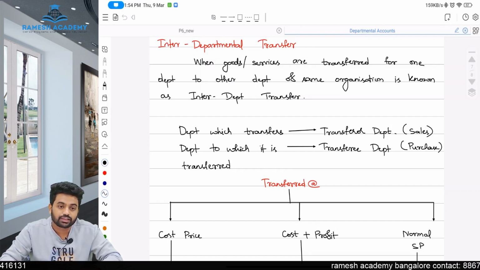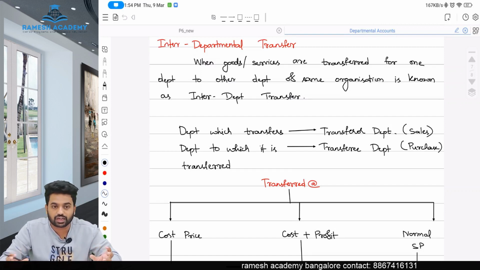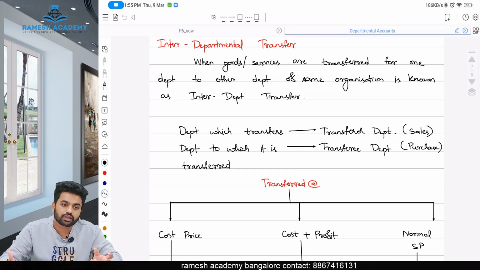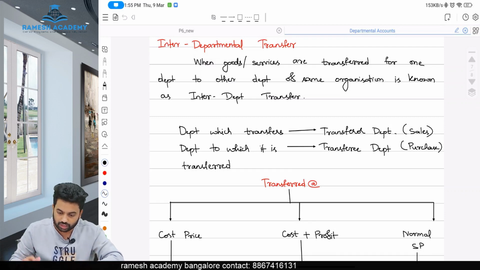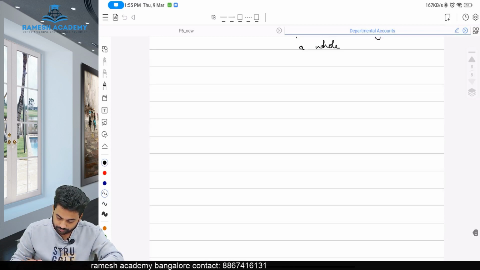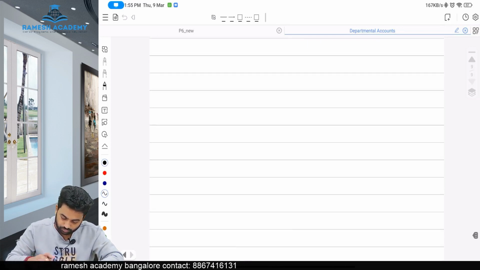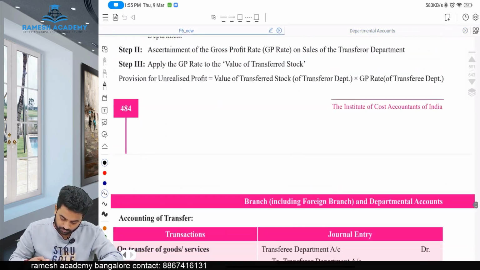Where? In the books of the head office, in the books of the organization, not in the departmental accounts. So for the organization, which account will we prepare? We prepare the general P&L account relating to the organization, right? Okay, fine.